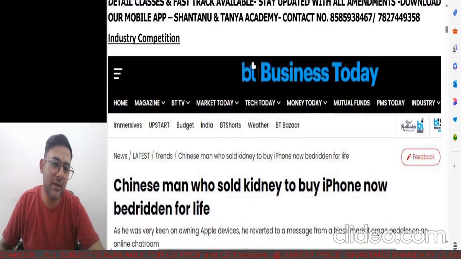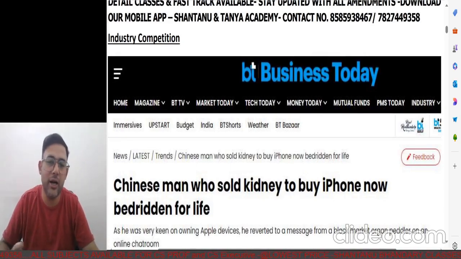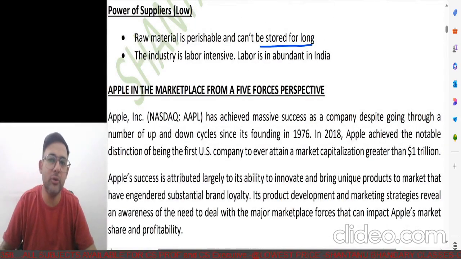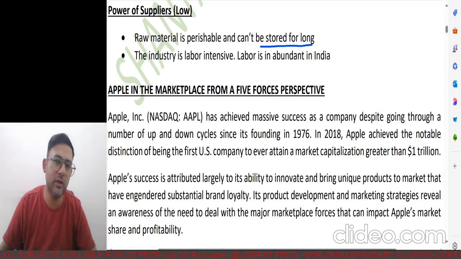It says: Chinese man who sold kidney to buy iPhone now bedridden for life. We feel really sorry for him. I don't know why people do it like this. It's not like if you don't have an iPhone, the world is over. The Android ones also work fine. But if you can afford it and you want to try out new technology, then there is nothing wrong with that either.